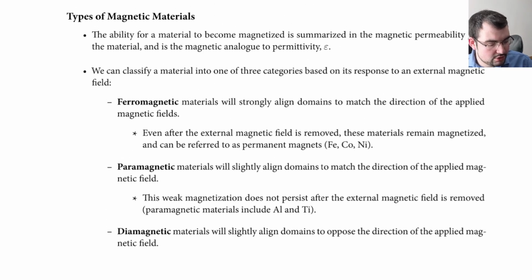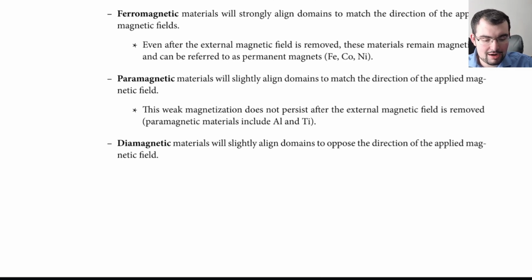And these are only your best of the best materials. So iron, cobalt, and nickel are your metals at room temperature that exhibit ferromagnetism. Paramagnetic is the next level. So it only slightly aligns the domains.